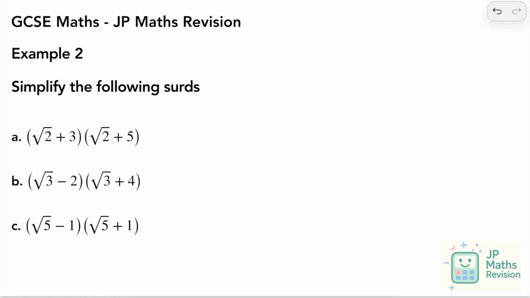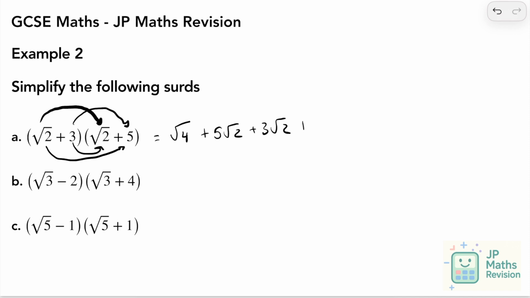Here's another example. So these ones involve double brackets, so we're going to use the FOIL method. So we're going to do this one, root 2 times root 2. Root 2 times root 2, we could write that as root 4. Root 2 times root 5, that's going to be 5 root 2. 3 times root 2, that's going to be 3 root 2. And then 3 times 5, that is 15.